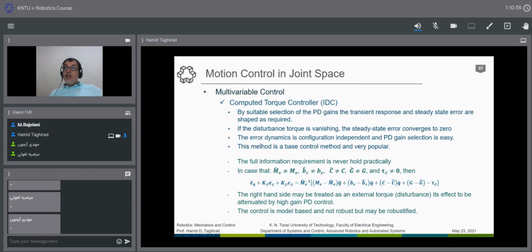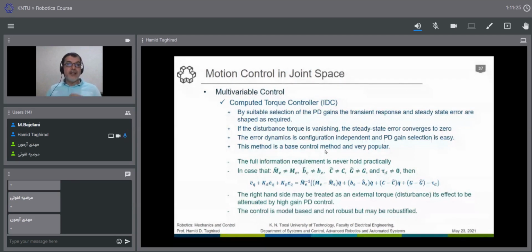The dynamics is configuration independent. This is the most important aspect of this compared to the previous one. And the PD gain selection is quite easy. And this method is the base control method. I don't say it is the best. It is the base of many, many other controls.